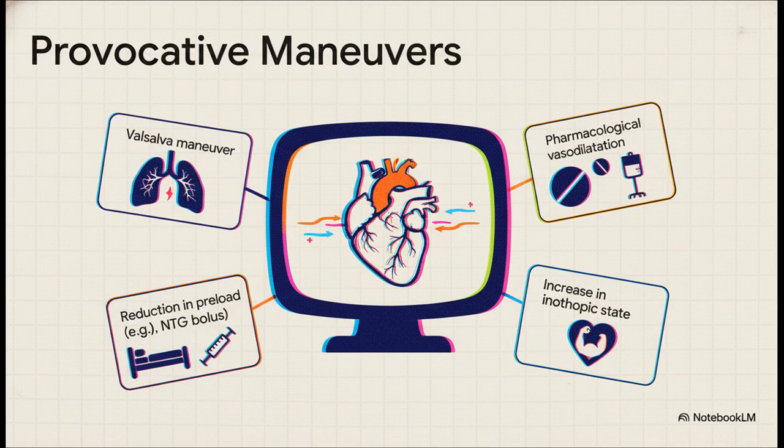Or we can give a little bit of an inotrope to increase contractility. Each of these actions is designed to unmask any significant obstruction that's still there. And if we see a residual gradient pop up, say over 50 millimeters of mercury with provocation, that might just prompt the surgeon to go back on bypass and resect a little more.